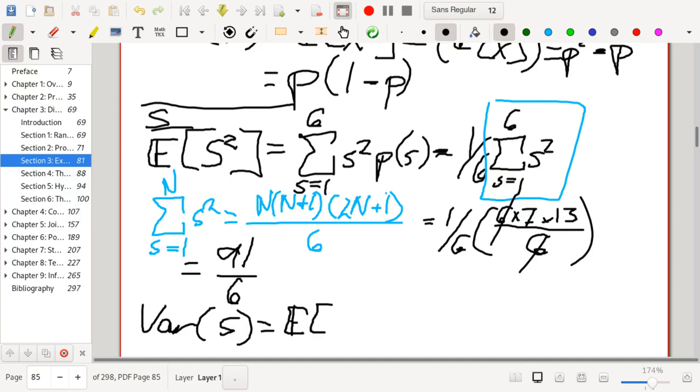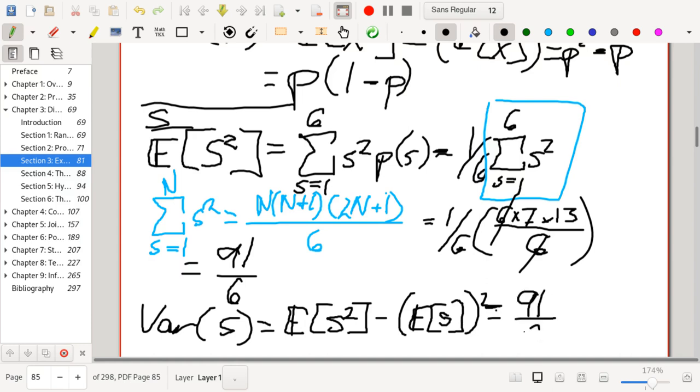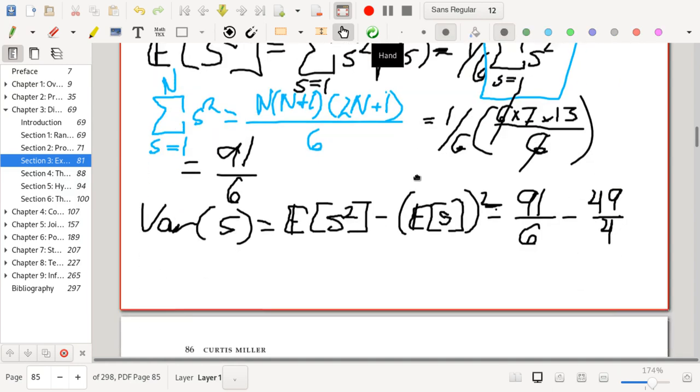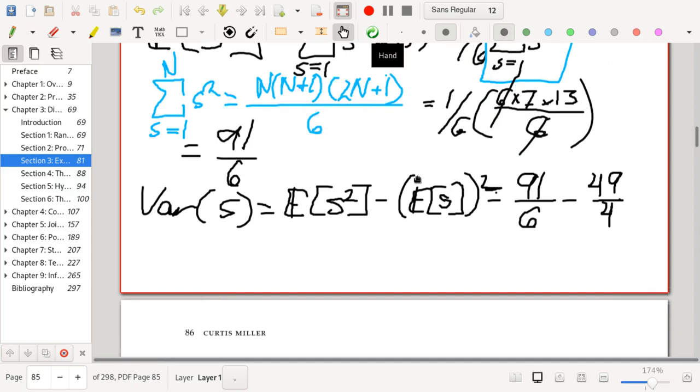Therefore, the variance of s is going to be the expected value of s squared minus the mean of s, squared, which is equal to 91 over 6 minus 49 over 4. What is that number? 35 over 12.